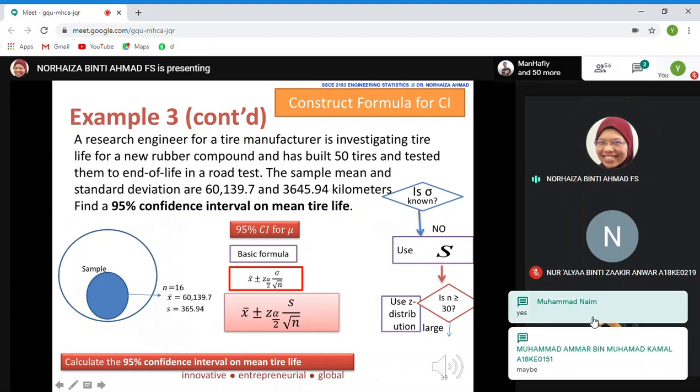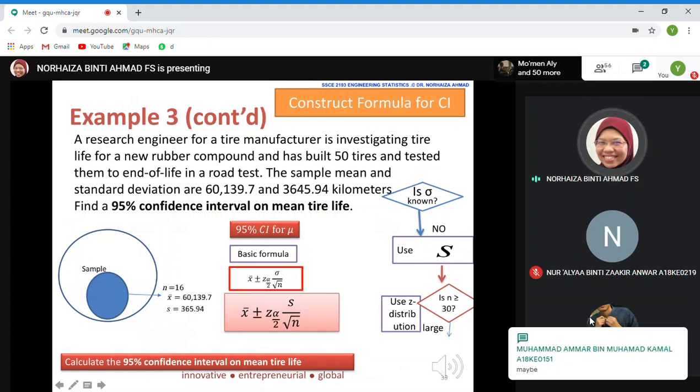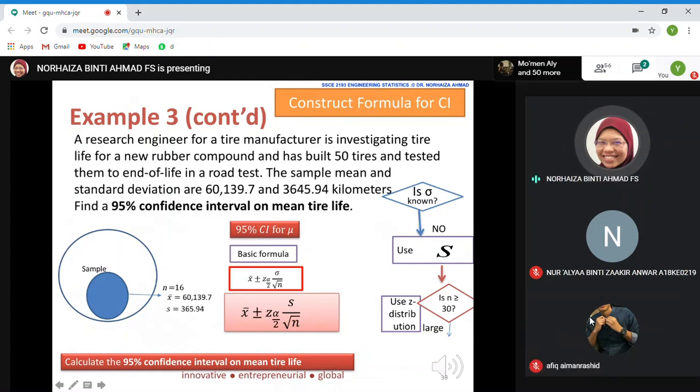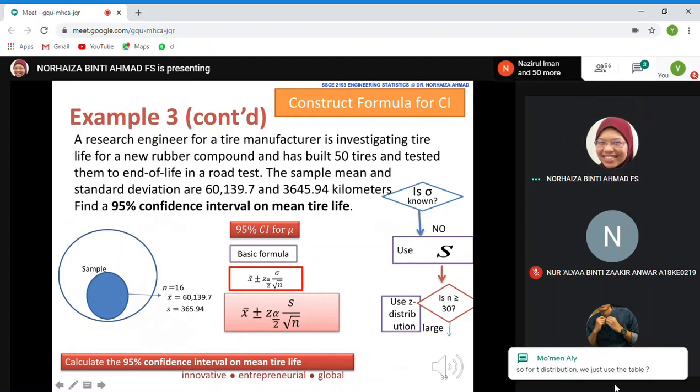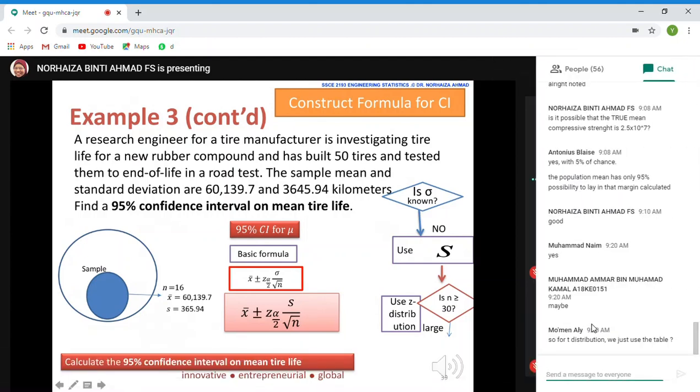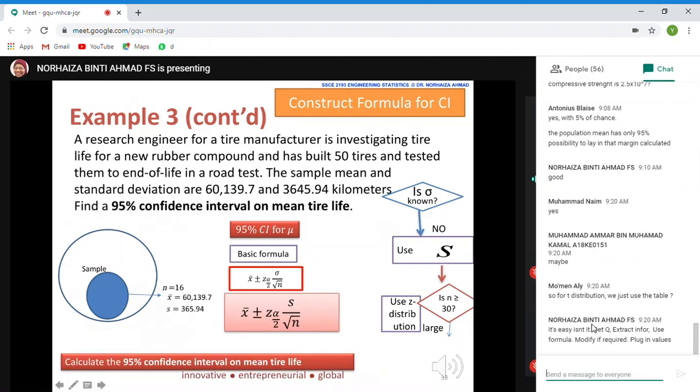Extract info. Know your question. Get question. Extract info. Use formula. Verify if required. Then plug in values. That's it.